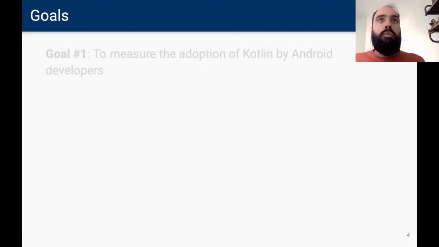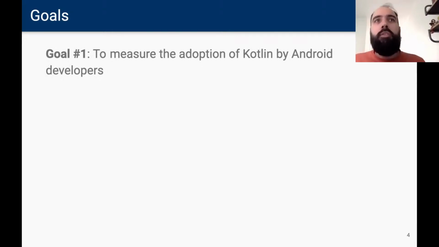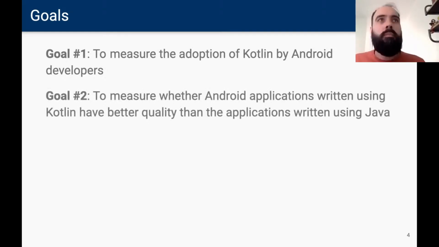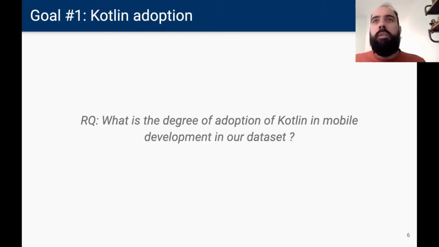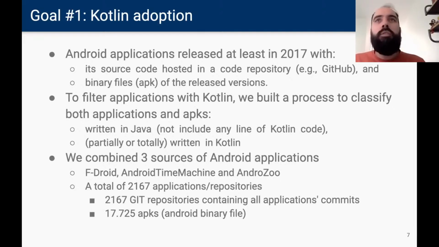So basically, we have 2 goals in this study: to measure the adoption of Kotlin by Android developers, and to measure whether Android applications written in Kotlin have a better quality than applications written in Java. So regarding the first goal, we answer the following research question: what's the degree of adoption of Kotlin mobile Android development in our dataset? To answer this research question, we collected applications released from 2017 until the date of this work.